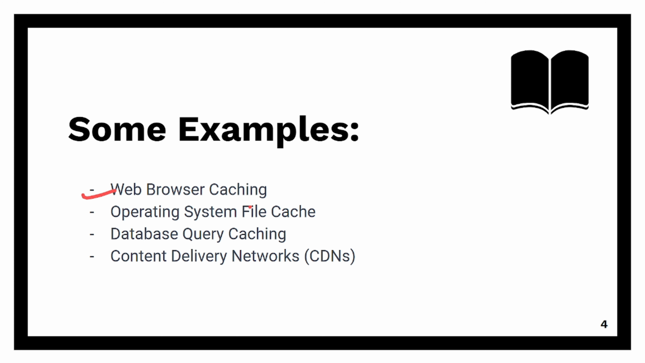Now let me give you some more real world examples where you have seen caching. Web browser caching. When you visit a website, your web browser caches various elements like images, style sheets, and scripts, because these are the parts of that website. The next time you visit the same website, your browser can retrieve these elements from its local cache instead of downloading them again and again from the server. This speeds up the loading of the page and reduces the load on the server.